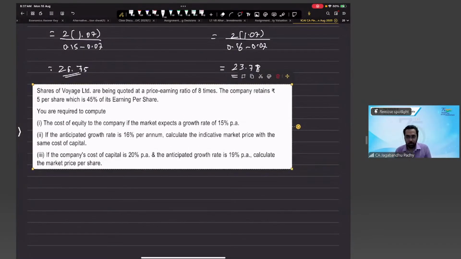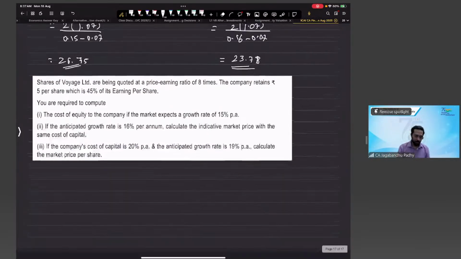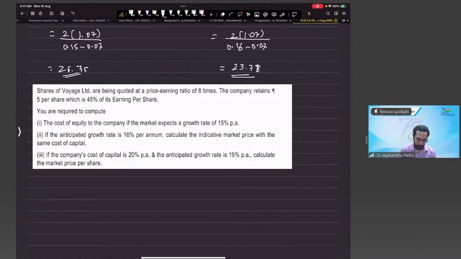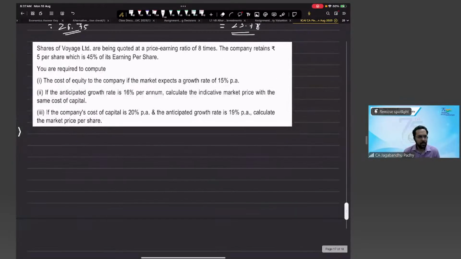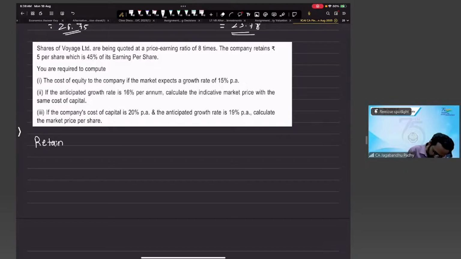Okay. So question 11, guys. Shares of Voyage Limited are being quoted at a P/E ratio of 8 times. So we have the P/E ratio of 8. Company retains 5 per share, which is 45% of EPS. So if the retention is 5 per share and it is 45% of EPS, we can definitely get the EPS value. We have retained earnings.